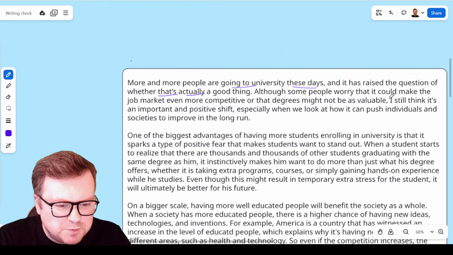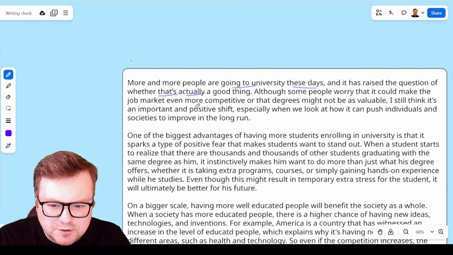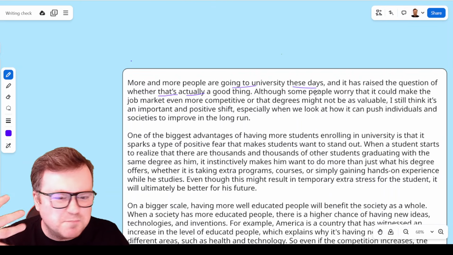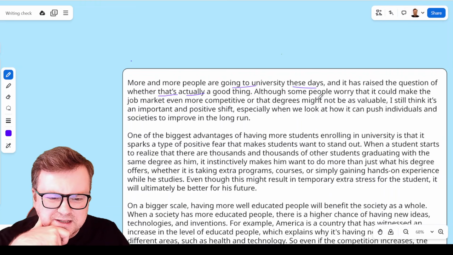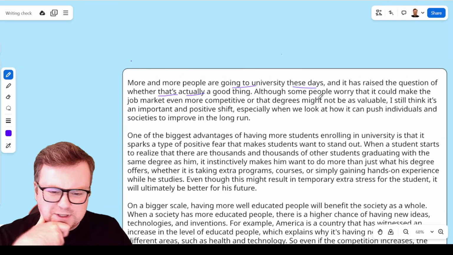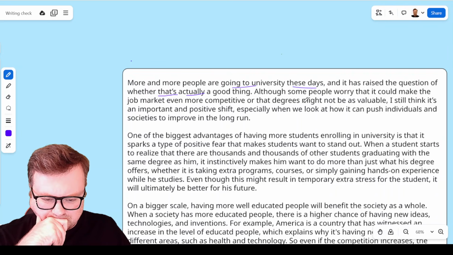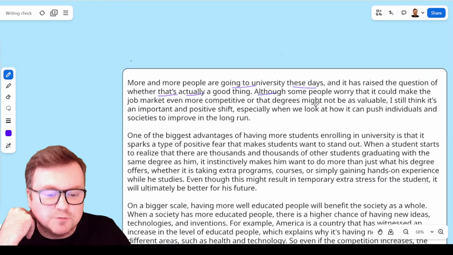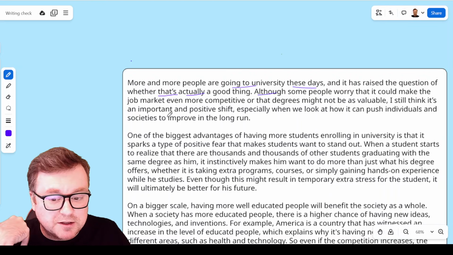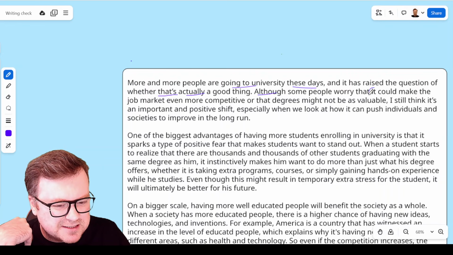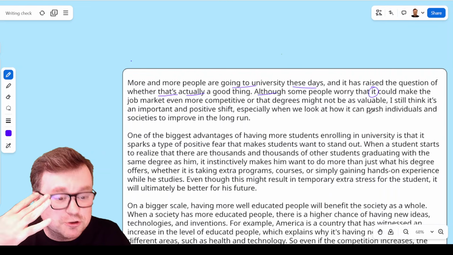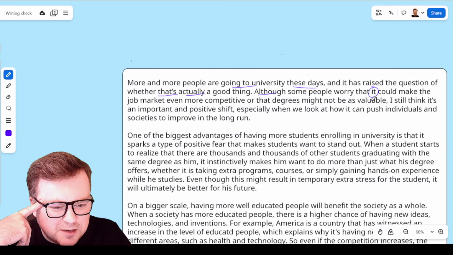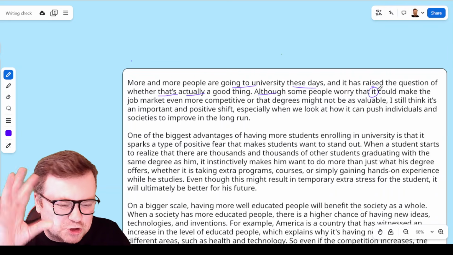Although some people worry that it could make the job market. Okay, are we talking about some reasons why some people think it's a negative? Don't think we need to do that. But okay. Good use of although. Although some people worry that it could make the job, it's slightly ambiguous. I mean, the increasing number of university enrollments. Not sure about this yet.